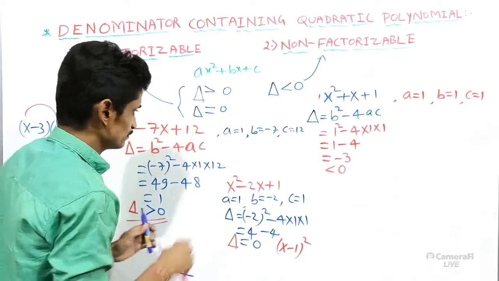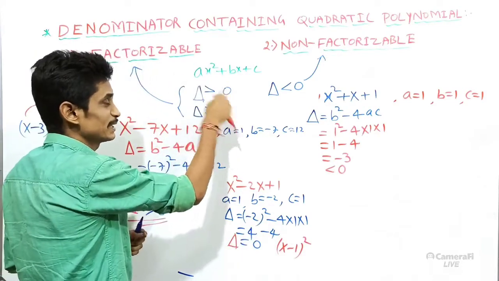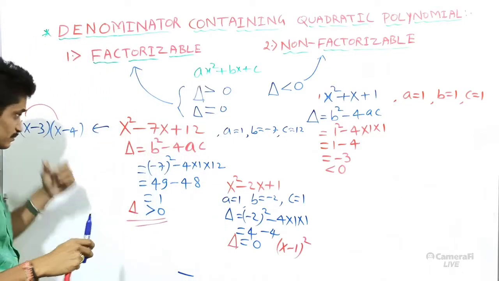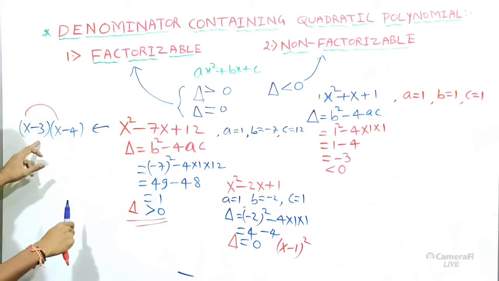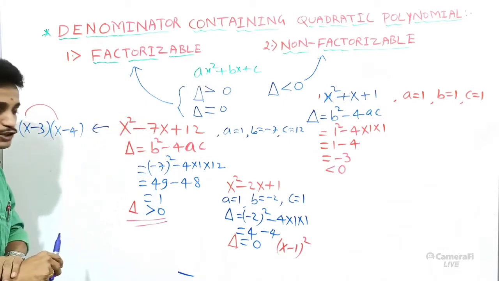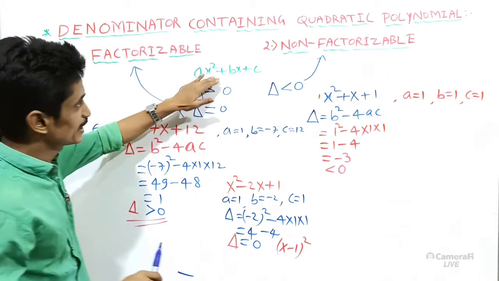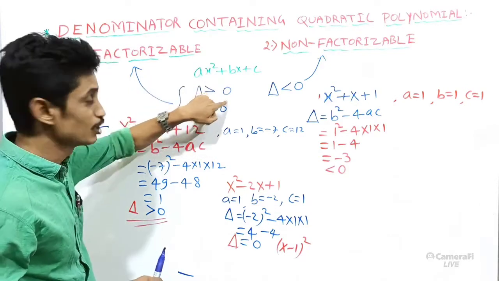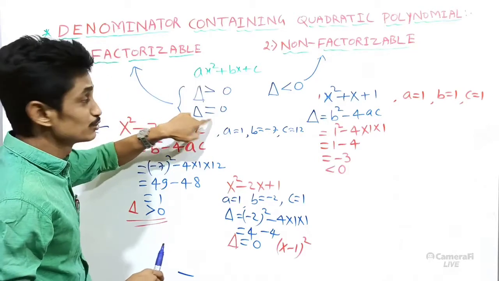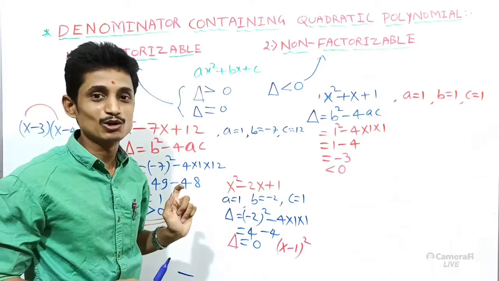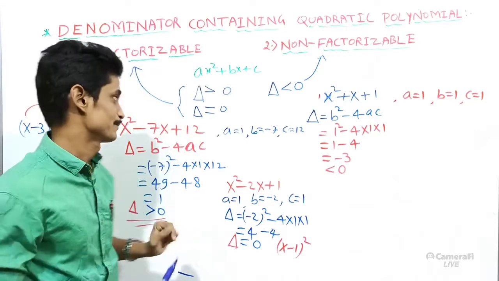Now when the discriminant is greater than 0, we will get two real roots. Here 3 and 4 will be the roots of this type of quadratic polynomial. It means quadratic polynomials whose discriminant is greater than 0 or equal to 0 are called factorizable quadratic polynomials.